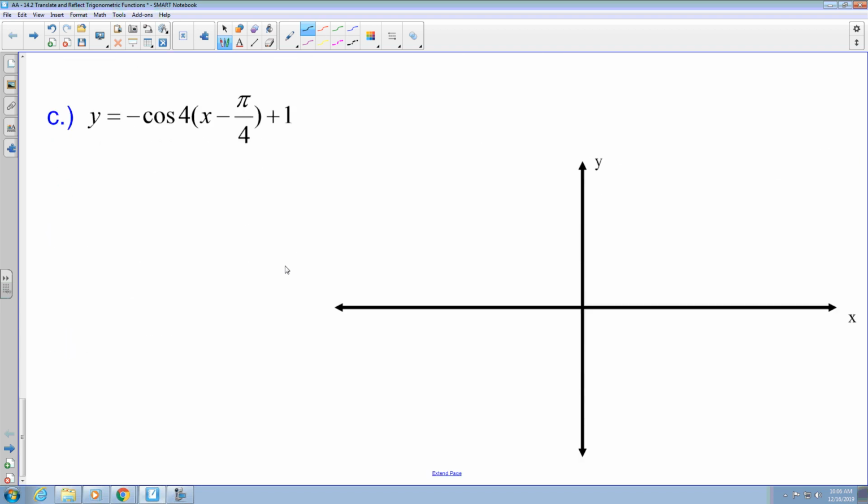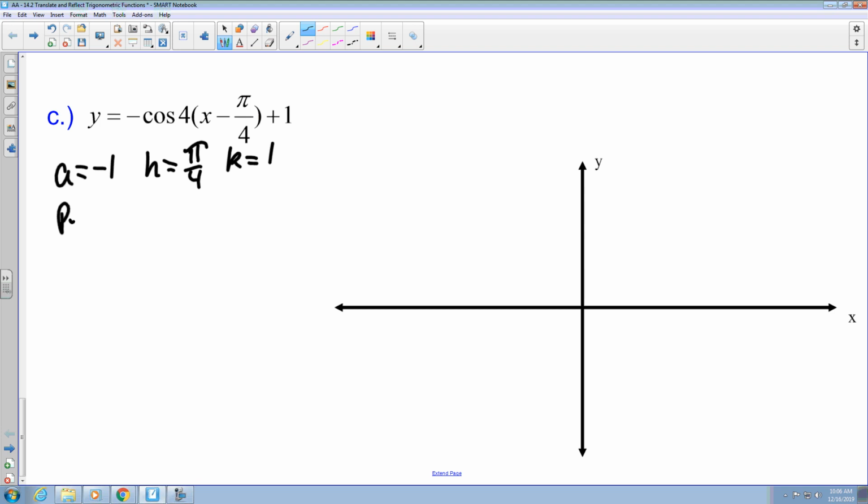And we got one more on here on the bottom. So this one is y equals negative cosine 4 times the quantity x minus pi over 4, plus 1. So this is a situation where now we have h and k as values here. So a is negative 1 in this case. So with respect to sine and cosine, now it gets like a mirrored image version of it. So h is positive pi over 4, k is 1.